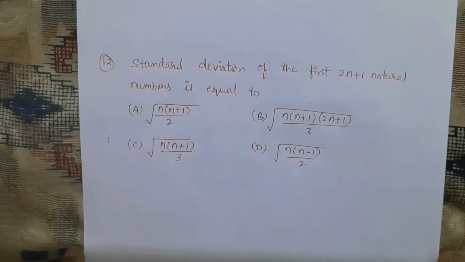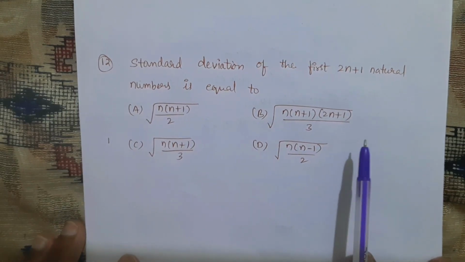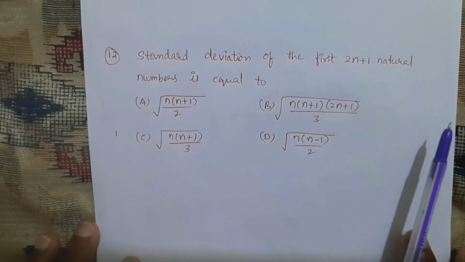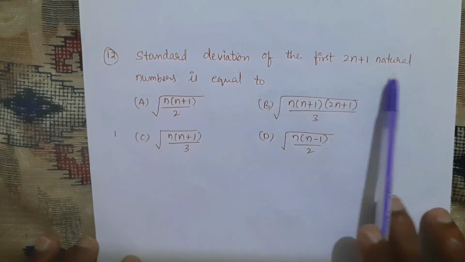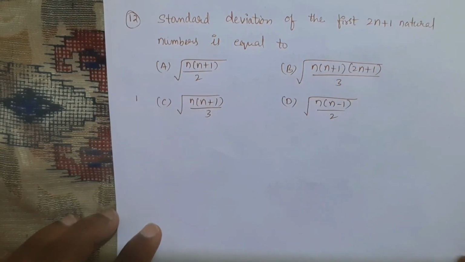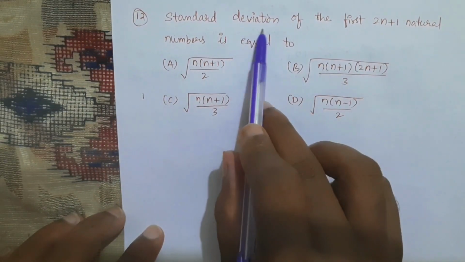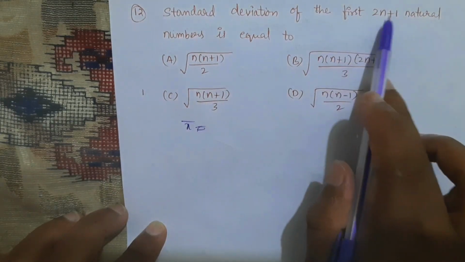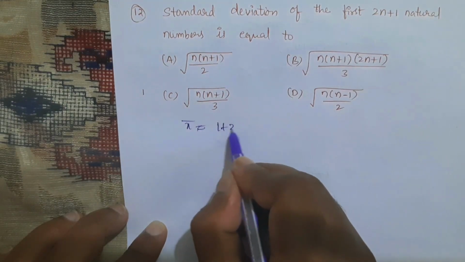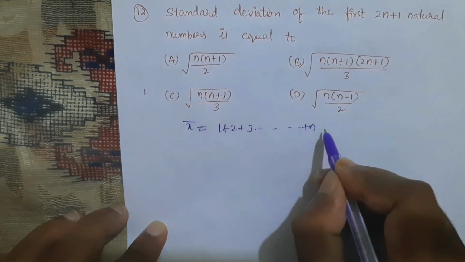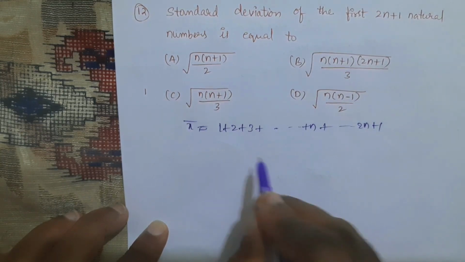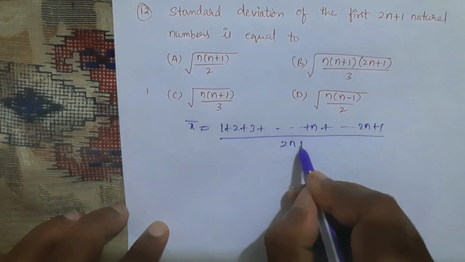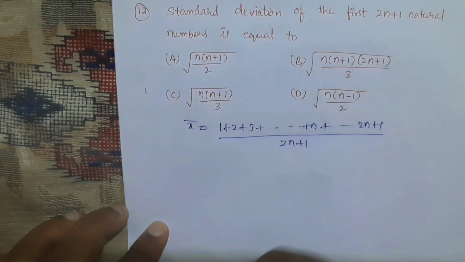Next question. The standard deviation of the first 2n plus 1 natural numbers is equal to, see, a very important one. In order to find standard deviation, first we will find the mean. x bar is equal to the sum of the first 2n plus 1 natural numbers, 1 plus 2 plus 3 plus so on plus n plus so on plus 2n plus 1, whole divided by the number of observations, which is 2n plus 1.